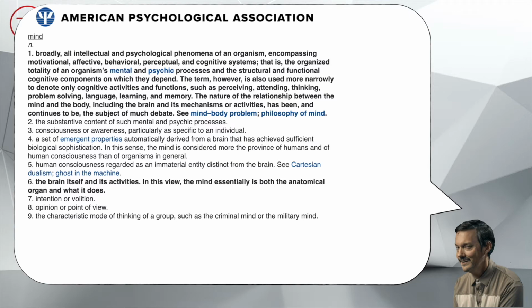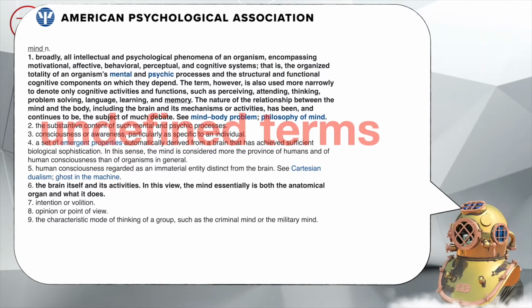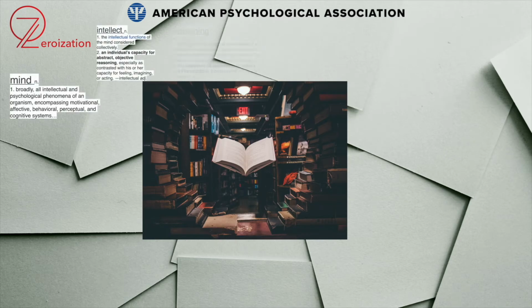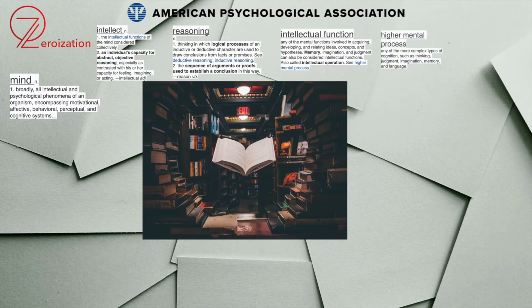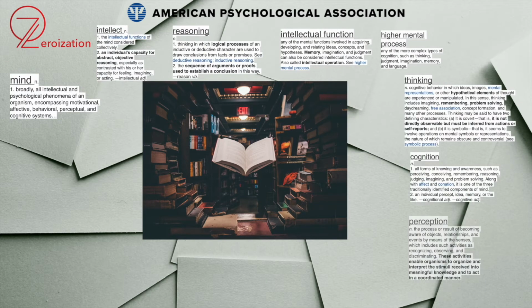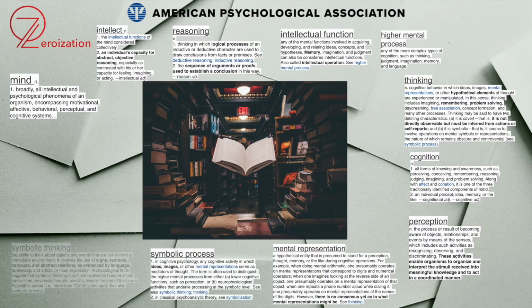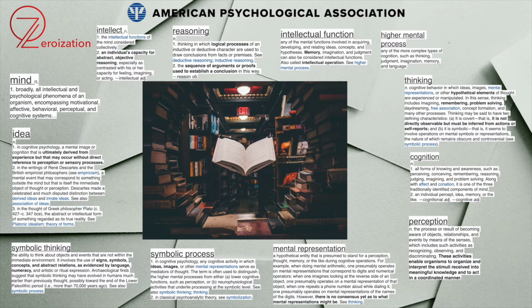intellectual and psychological phenomena of an organism, comprising motivational, affective, behavioral, perceptual, and cognitive systems. It is the organized totality of an organism's mental and psychic processes. So I'm confused. What is mind? The definition of mind includes intellect, reasoning, intellectual function, higher mental process, thinking, cognition, perception, mental representation, symbolic process, symbolic thinking, and idea. I have to keep it short, but trust me, I could go on forever.